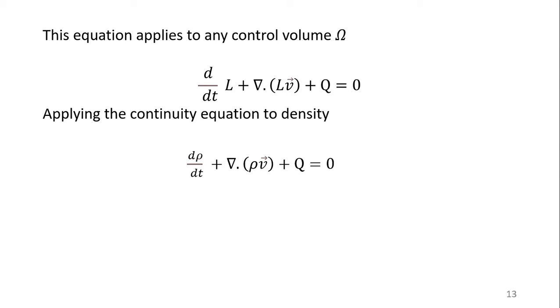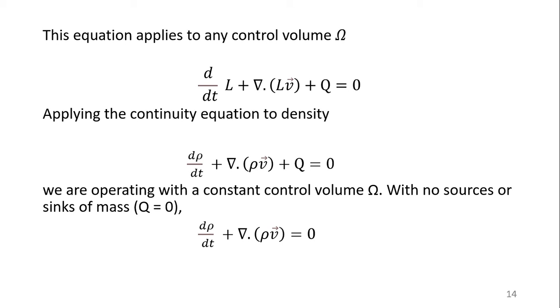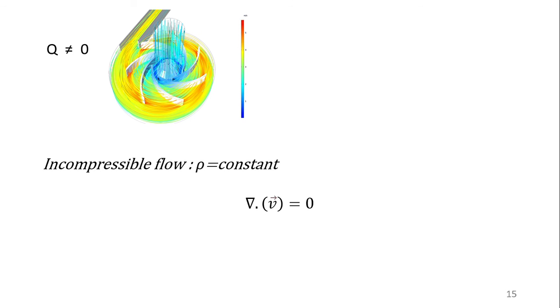Now we apply the continuity equation to density, because density is an intensive property. It is equivalent to the mass, and we have in the end this result and this equation. This equation operates with a constant control volume with no source or sink of mass, so Q will be equal to 0. In some cases, such as when we have a pipe pumping fluid in or out of the system inside the control volume, we might not want to assume Q equal to 0. However, for general cases, we make the assumption that mass is not added or removed from the system.